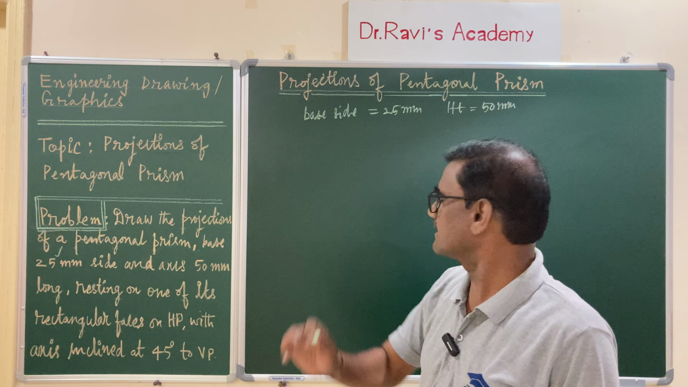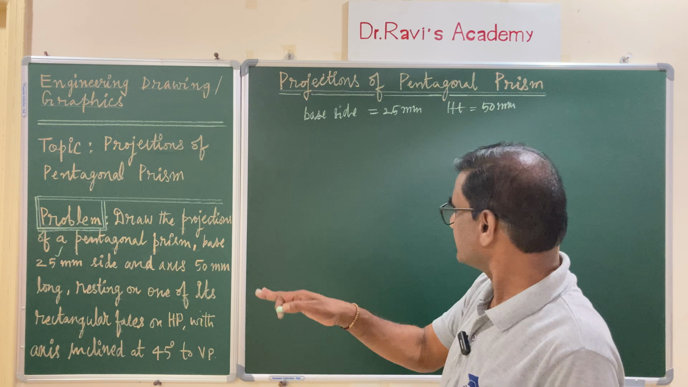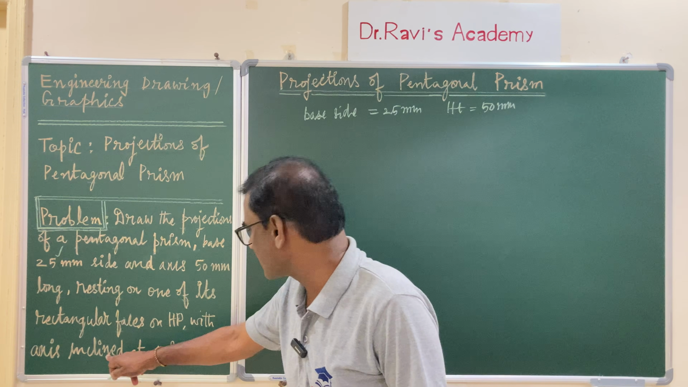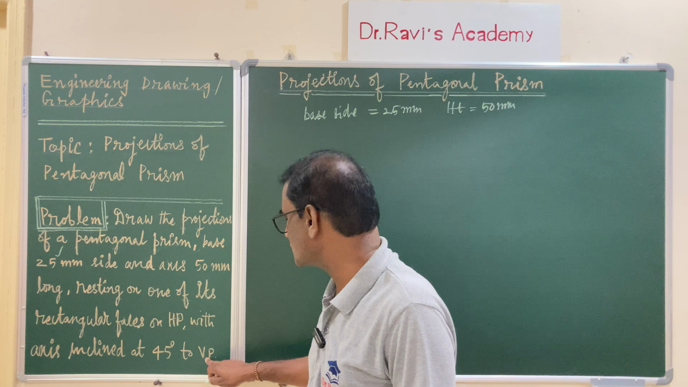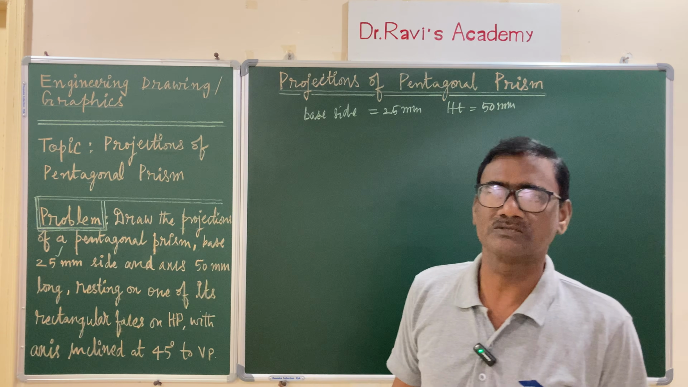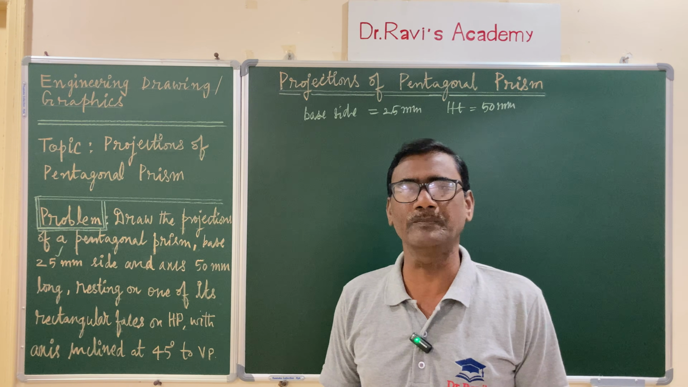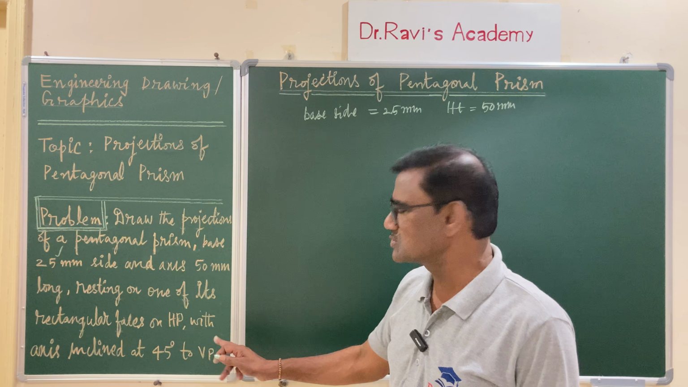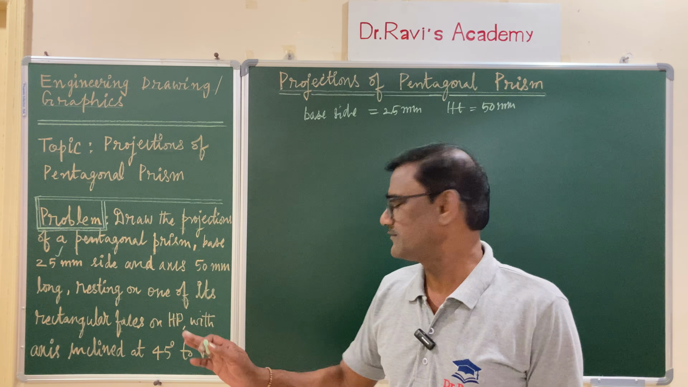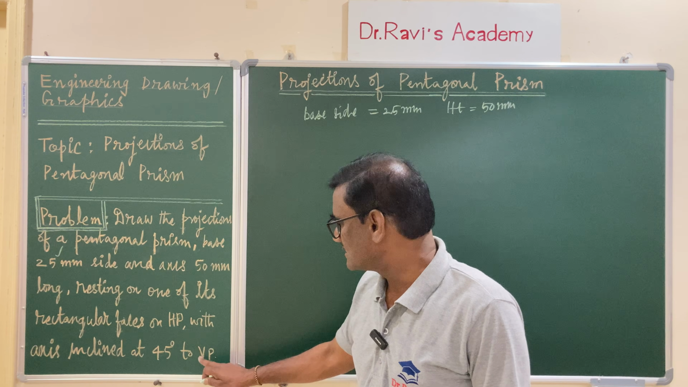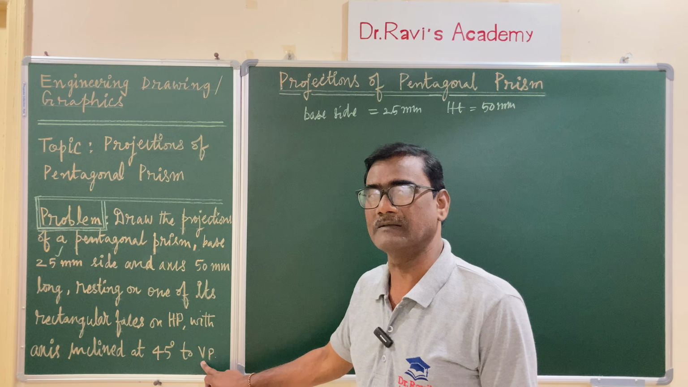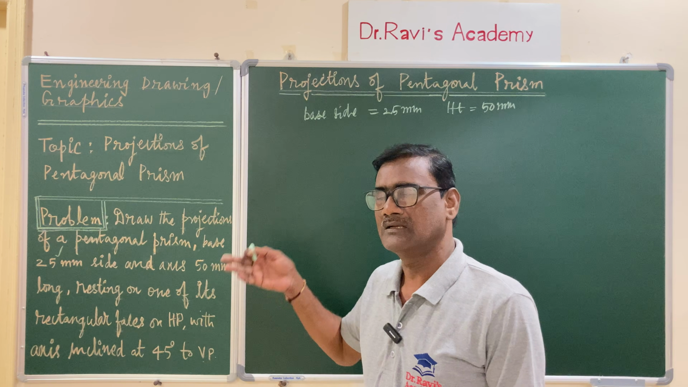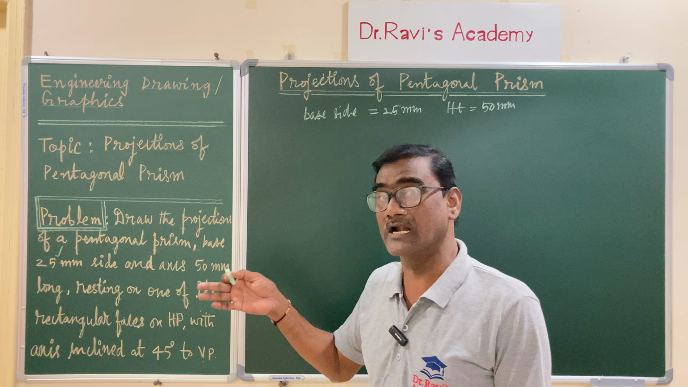One of its rectangles is resting on the horizontal plane, that means on the ground or HP, and the axis is inclined at an angle 45 to the vertical plane VP. So he said that the axis is inclined to VP. So obviously this is a two-stage problem. In the initial stage, first of all, you have to make the axis perpendicular to VP. The moment you keep the axis perpendicular to VP, the front view gives you the end view.